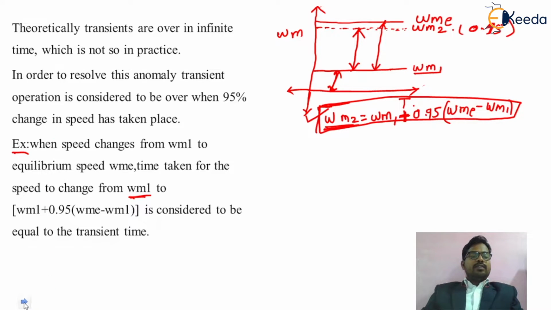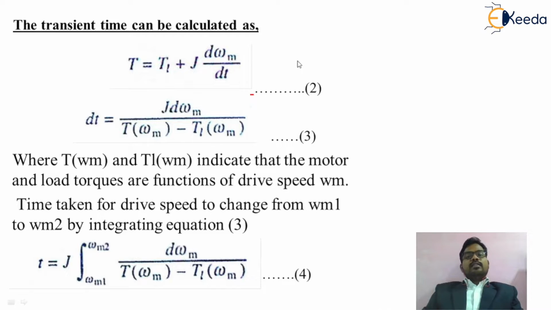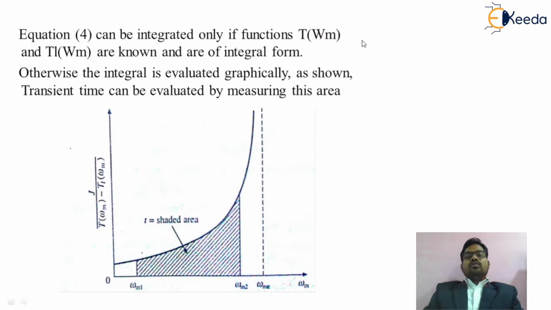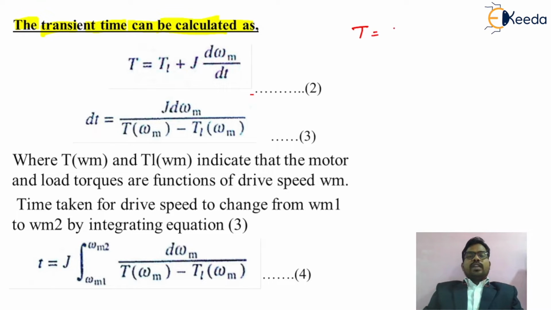Next we will start to understand the calculation of the transient state. For the calculation of the transient state, first of all we get the fundamental torque equation. We know what we mean by the fundamental torque equation. It is given by T equal to TL plus J d omega m by dt.